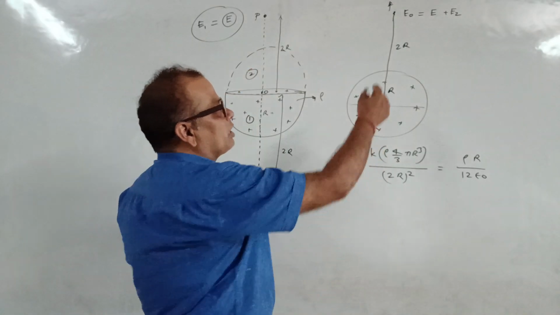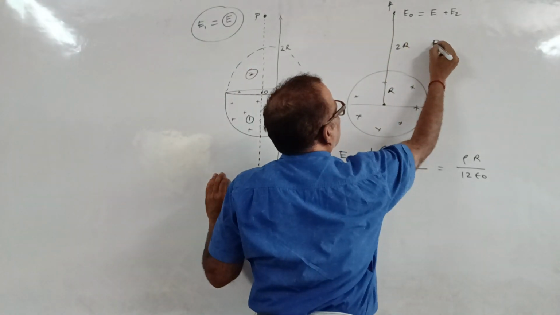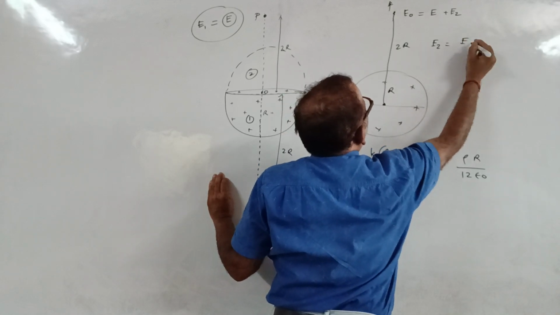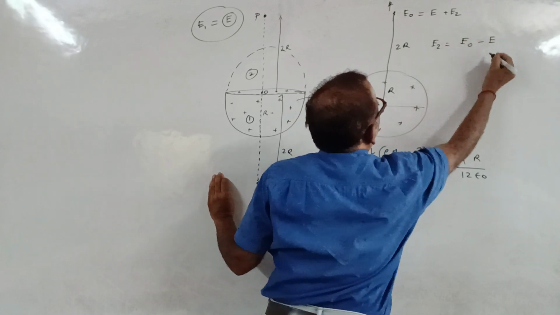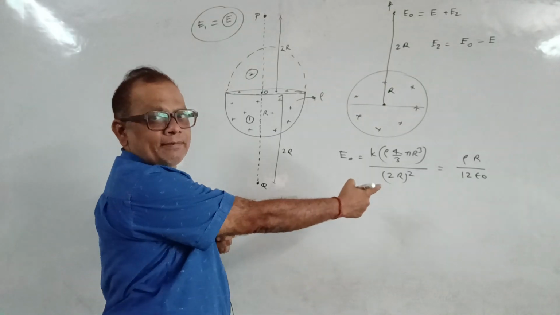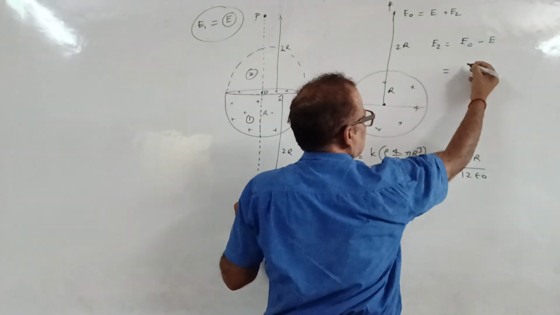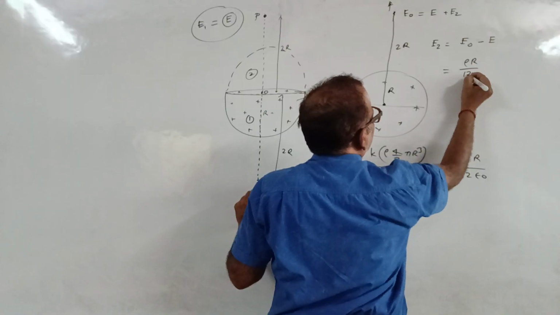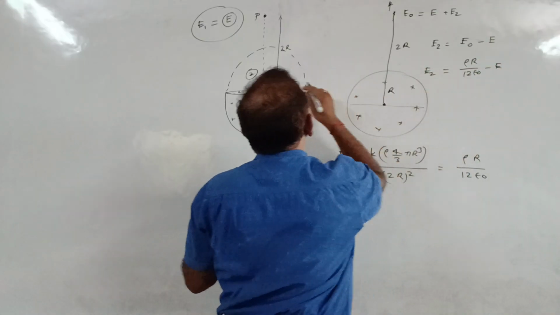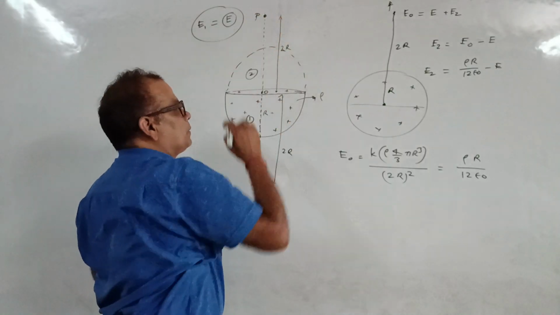Okay, so we can find E2 here: E2 is E naught minus E, and E naught we have already found. This is rho r upon 12 epsilon naught minus E. This is the electric field due to the E2 portion at this point P.